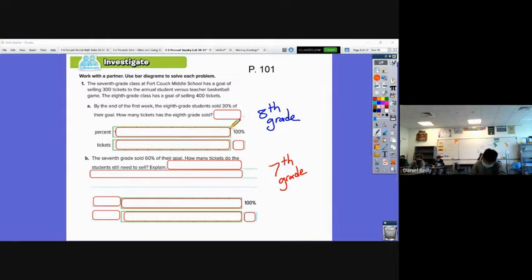The first box that you should be filling in is the little box that's underneath the 100%. That number is an important number. That's the total number of the goal, right?